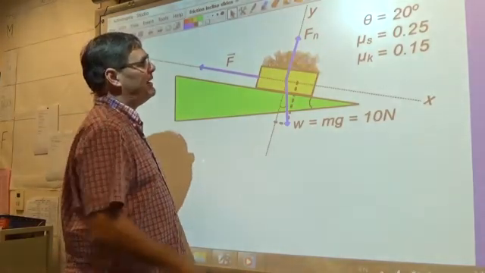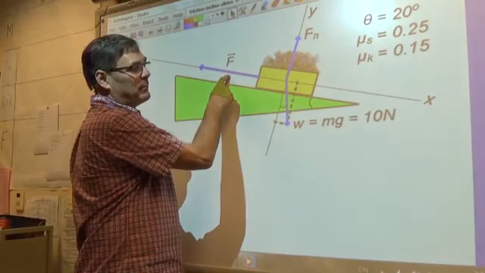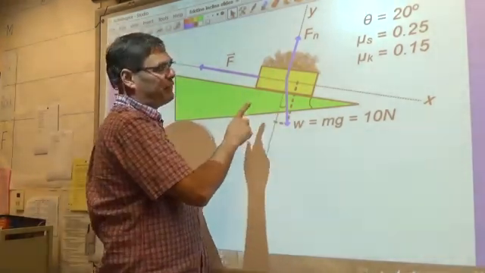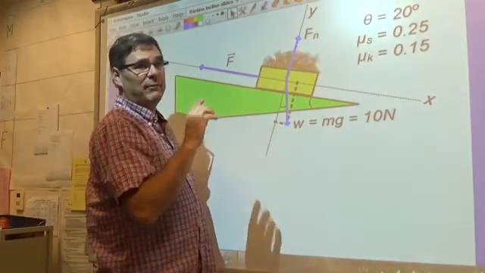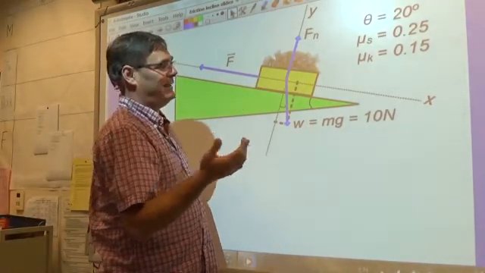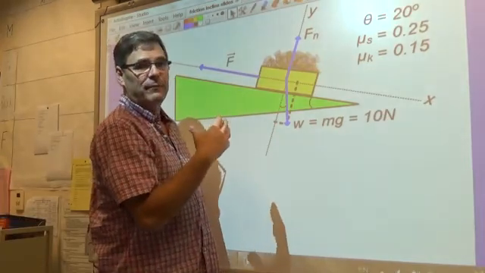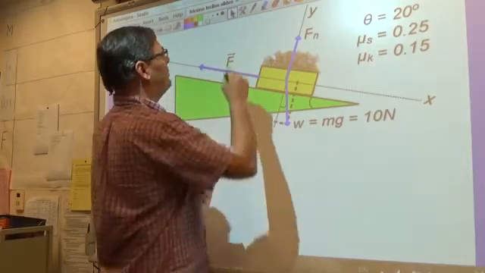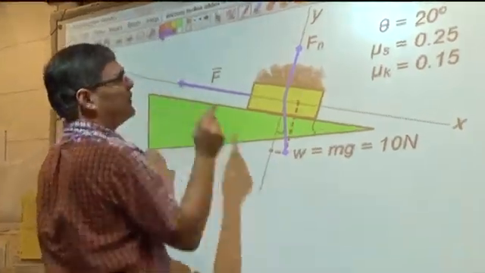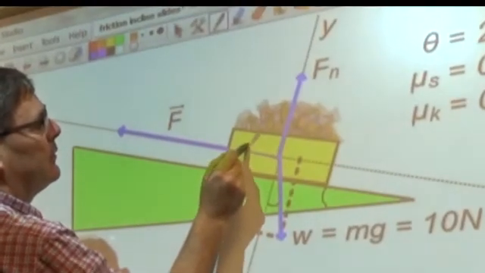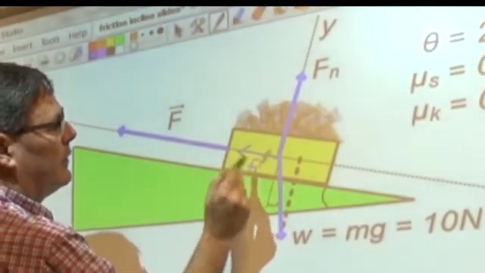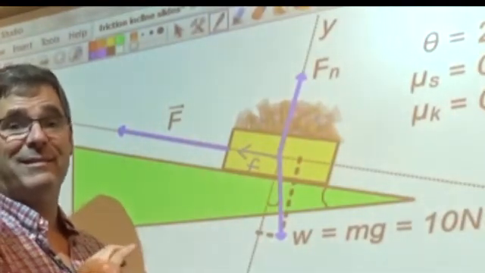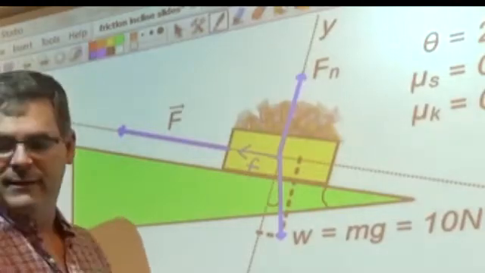Okay, so if we're trying to find the least amount of force that prevents it from slipping down the ramp, I haven't included friction in the diagram yet because you have to figure out which way the friction is acting. If we're trying to prevent the box from sliding down the ramp, that means the friction is up the ramp. So when I add my frictional force, there it is. It's up the ramp because the box wants to slide down the ramp.